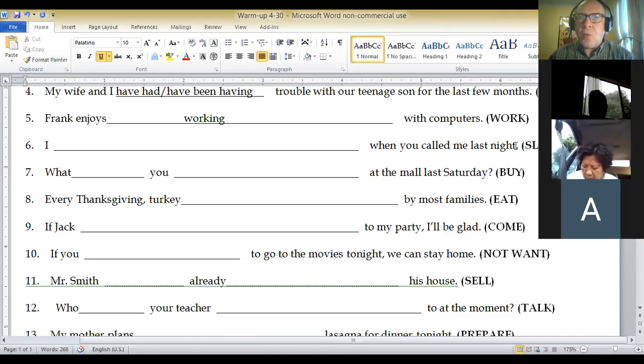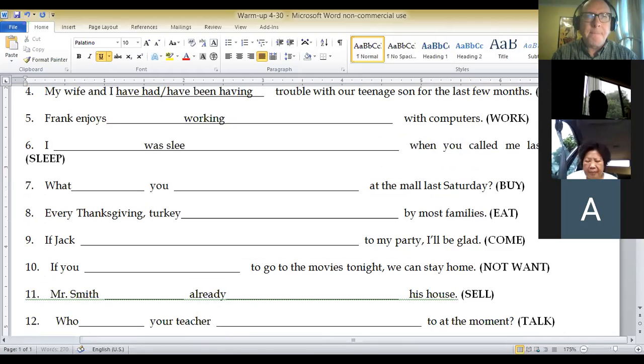The next one says, when you called me last night. There again, we're back to level three, the beginning, the end of level three book, chapter 10, or actually chapter 9, past continuous, right? Yes, was sleeping. I was sleeping, exactly. I was sleeping when you called me last night, was sleeping.